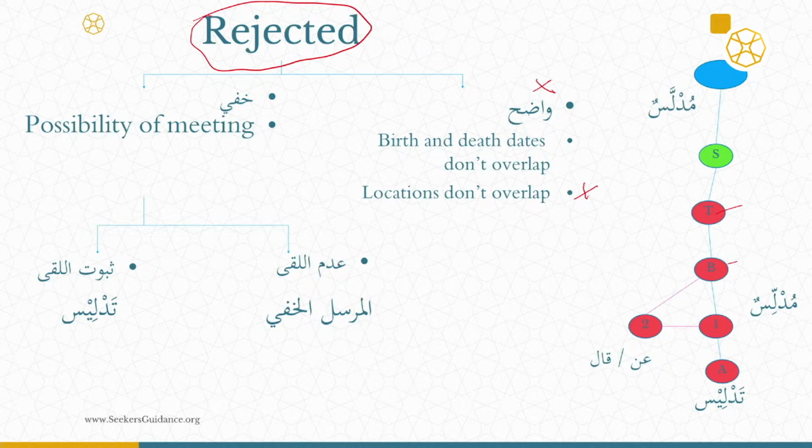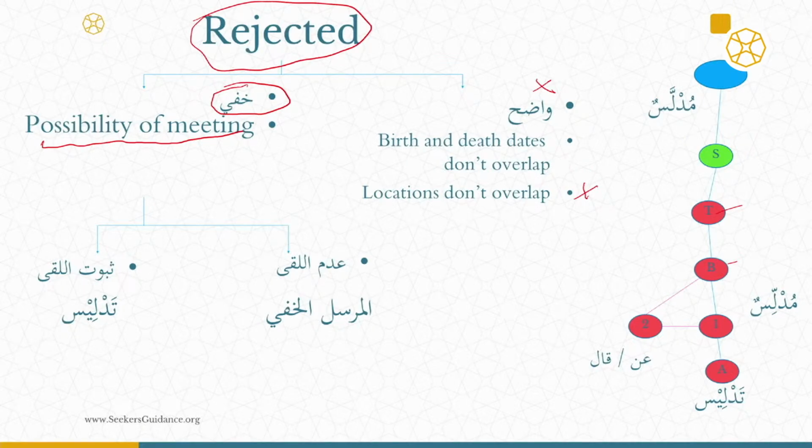But what happens when the missing link is khafi, hidden? If it is hidden, then that means that there is a possibility of meeting. In other words, if you look at the birth dates and the death dates, then there's a possibility that scholar A met scholar B because they lived in an overlapping period of time. So when there's a possibility of meeting, you're not easily going to be able to detect that there's a missing link here. Now, generally, when this happens, we move on to a new concept of missing links that is hidden.